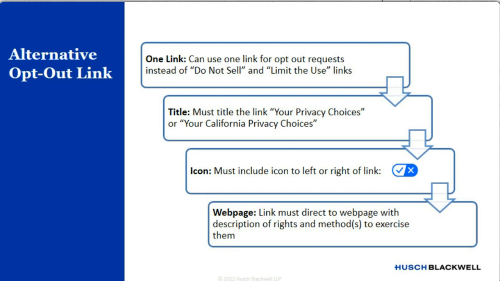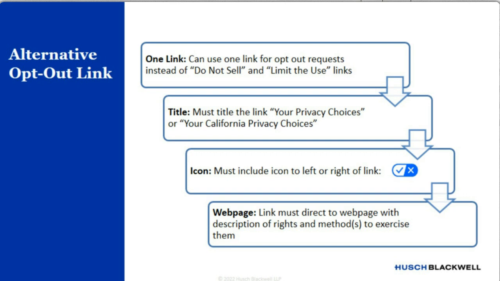They tell you what that alternative link looks like. You must title the link "Your California Privacy Choices" and limit the use of sensitive information links. So you have one link instead of two. You would have to provide an icon to the left or right of the link. If you were wondering whether that opt-out button is staying in the regulations, it is. They've just moved it, and they're making it part of this alternative opt-out link.